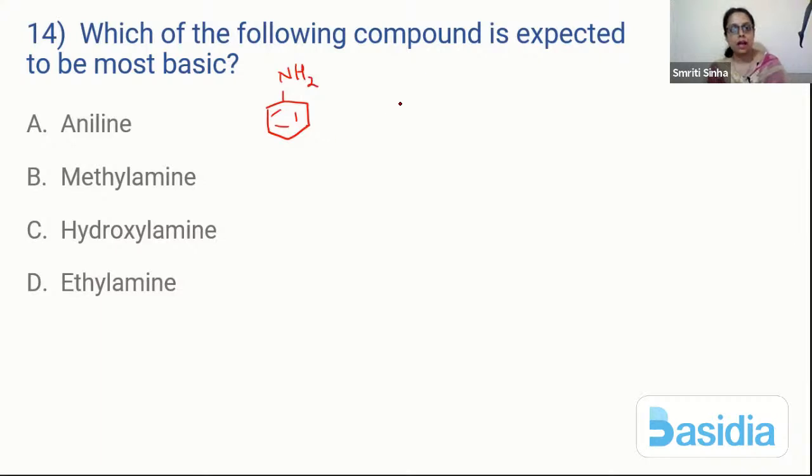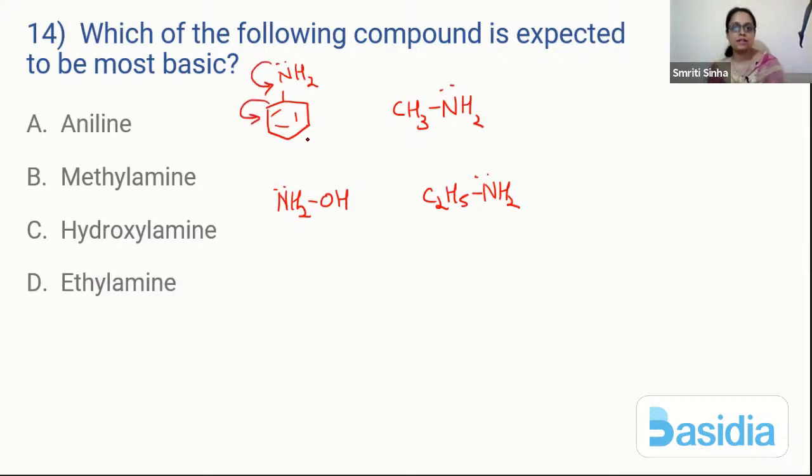The second is methylamine. Next is hydroxylamine. Next is ethylamine. So which is most basic? The one which can donate the lone pair easily is most basic. So here, if you see in A, the lone pair is in resonance, so it is least basic. Here it is basic, here also basic, but in this case the negative oxygen is more electronegative than nitrogen, so it will pull more electrons towards itself and decrease its basicity.